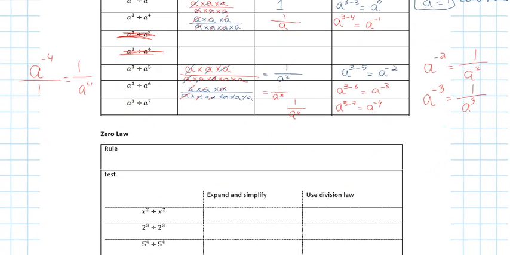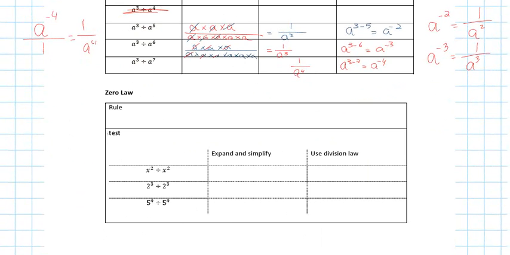Okay, zero rule. What does the zero rule say? Anything to the power of 0 is equal to 1. So, a to the power of 0 is 1. Give me any value you want for a. 300 to the power of 0 is 1. Anything to the power of 0 is 1.